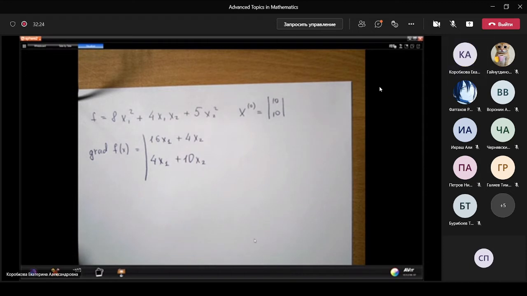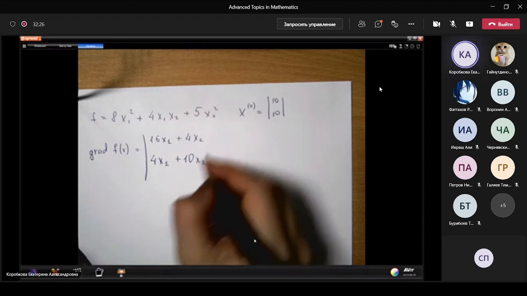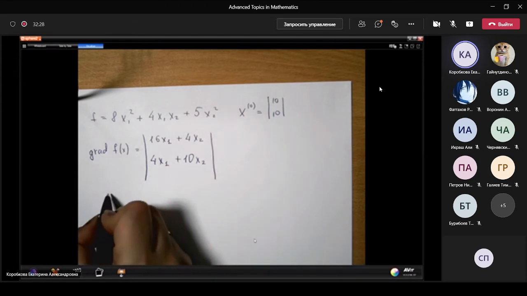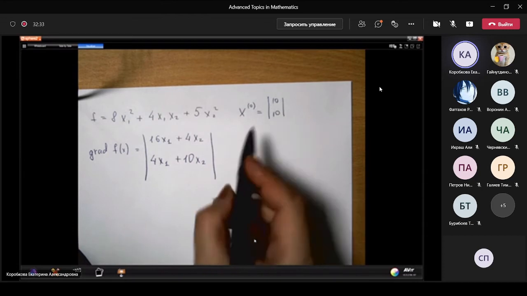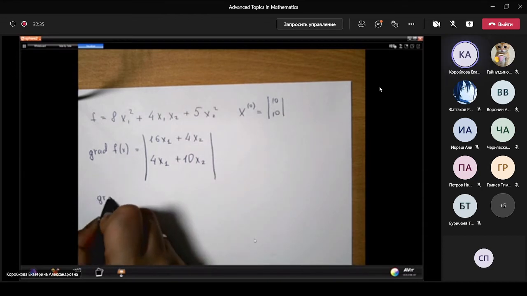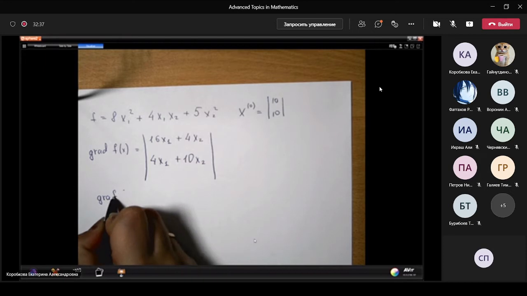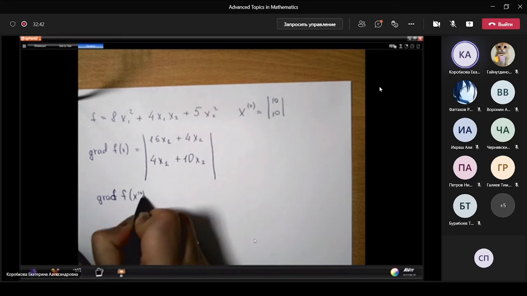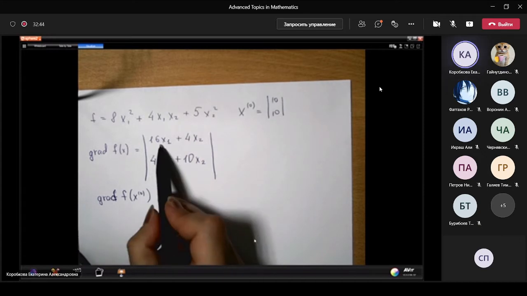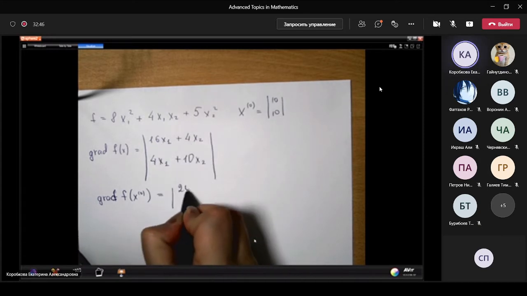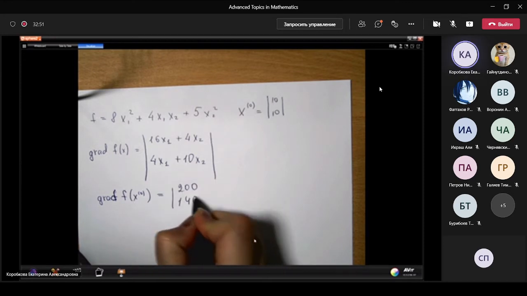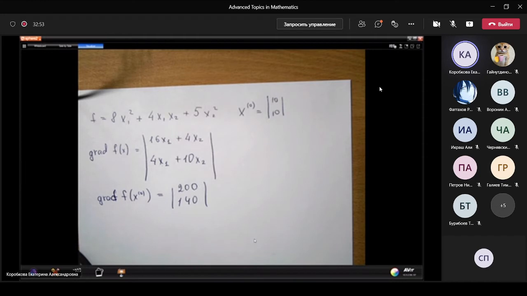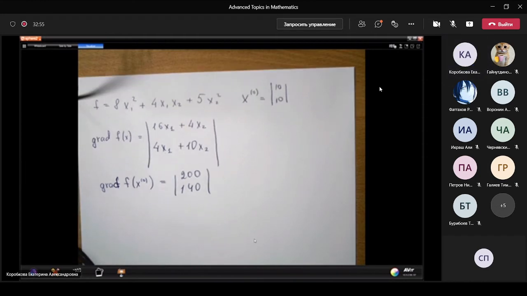So then we should calculate our gradient at the initial point, with the values 10 and 10. The gradient at the zero point would be 200 and 140.